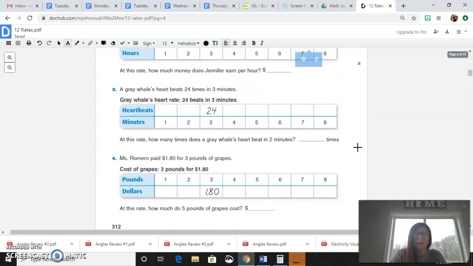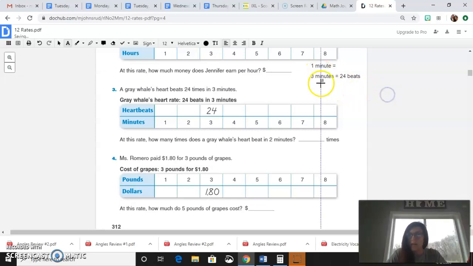For number 3, a gray whale's heart beats 24 times in 3 minutes. Okay, well, if I know that in 3 minutes there are a total of 24 beats, let's try to figure out what 1 minute would equal. Okay, if I know that 3 divided by something gives me 1, we're going to divide this by the same thing. So 3 divided by what is going to be 1? Think about that. 3 divided by what is 1? Now let's take 24 divided by that same number.